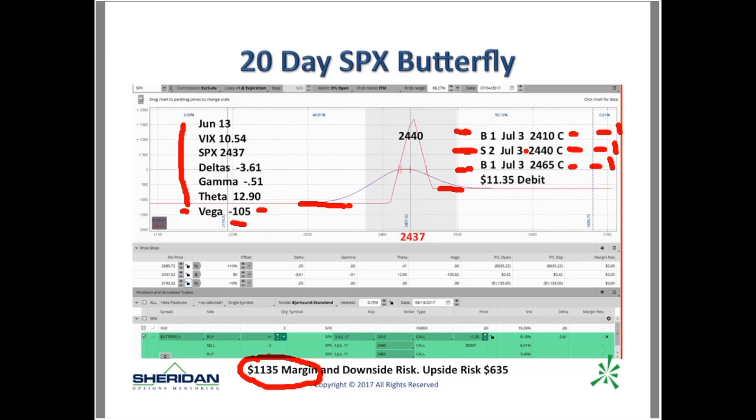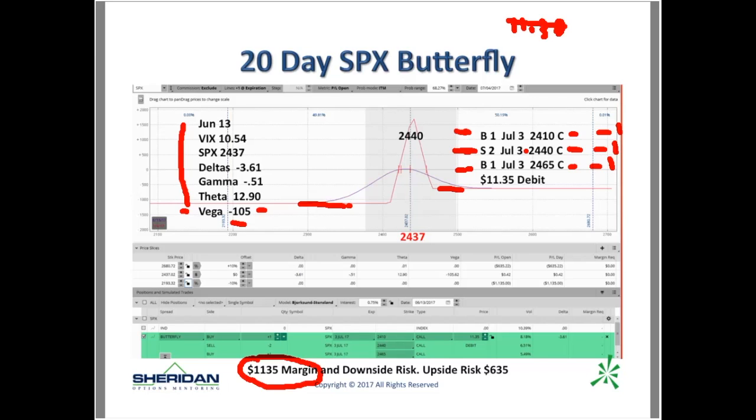So if I'm trying to make, what's 10% of $1,135? What am I trying to make on this? If I pay $1,135 debit, how much am I trying to make? What's 10% of $1,135? Rick says $113 or so. But let's round it to 110.